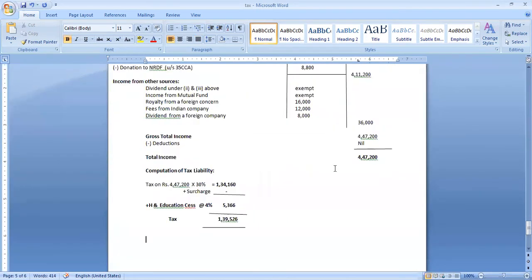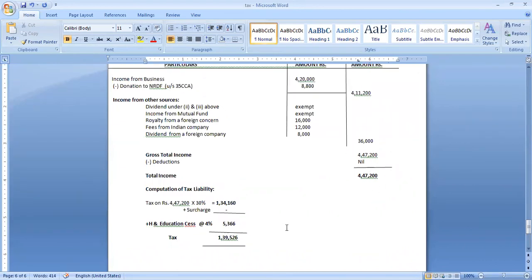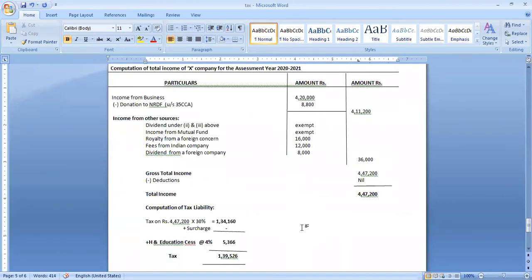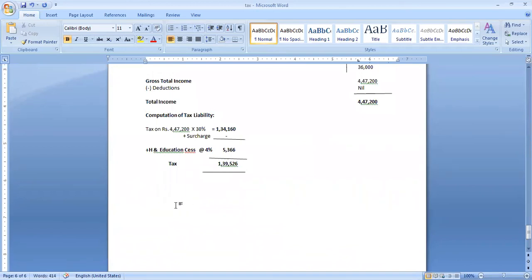This is our calculated profit, 4,47,200. But the company has its own calculation. They are mentioning their profit as 7 lakhs. You have to calculate tax based on their return only. So that is 7 lakhs. This is the second type of calculation. Tax on book profit.